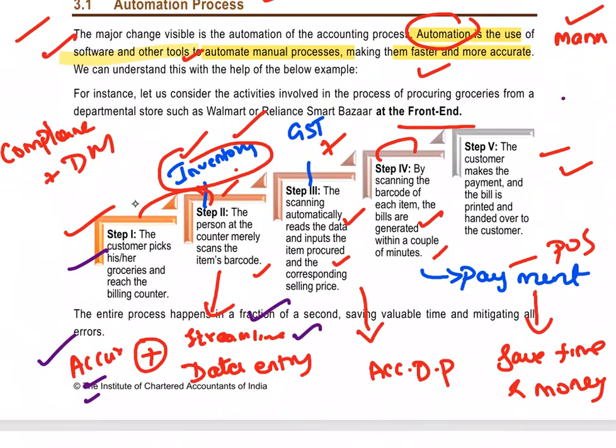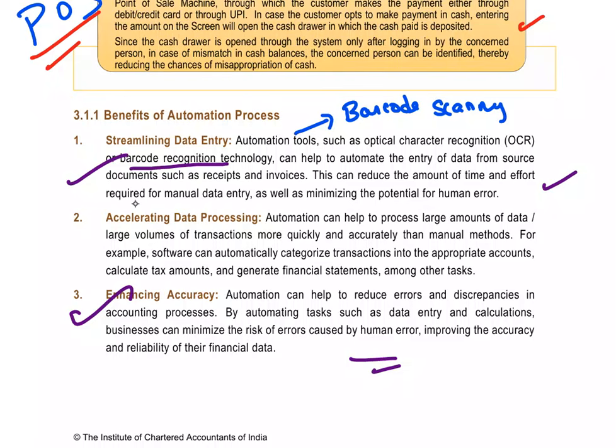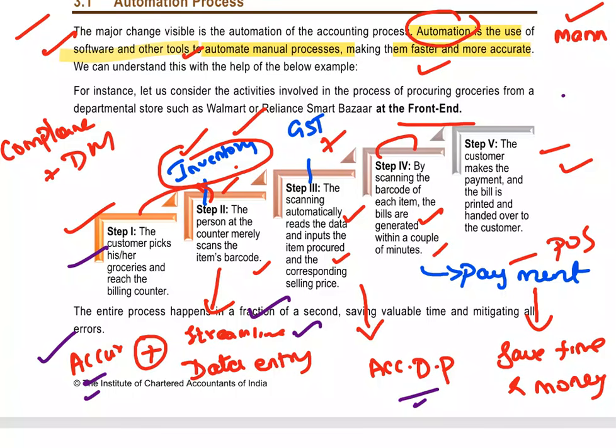Next, why are you making your GST payment? While you are making your GST payment, it is accelerating the data processing, because automation can help to process a large amount of data more quickly and accurately. For example, it is calculating the tax amounts. This is the example I have taken, which is GST. Say for example, it will give the prices and we can also easily calculate the GST. So this is how you can remember accelerating data processing along with GST. So three points are done.